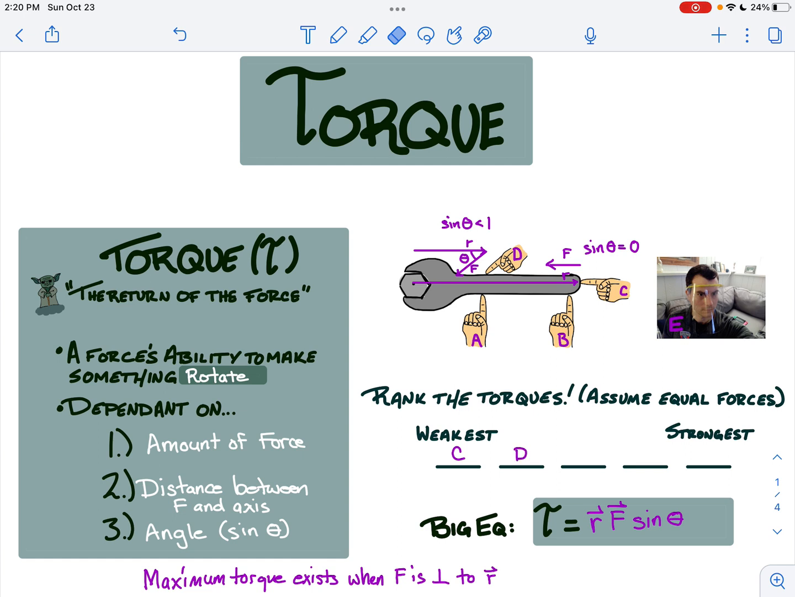The next letter is A. A is at a right angle, but the force is still applied very close to the axis of rotation. Next is B. B is like A. It's at a right angle, but the force is applied farther away. And of course, the biggest torque is applied by E. The reason is that this torque is at a maximum distance away from the axis of rotation.